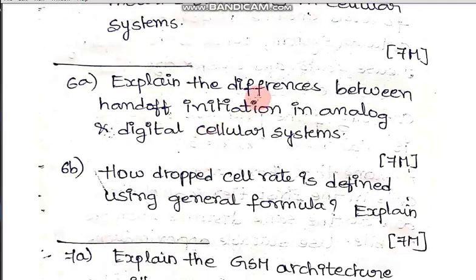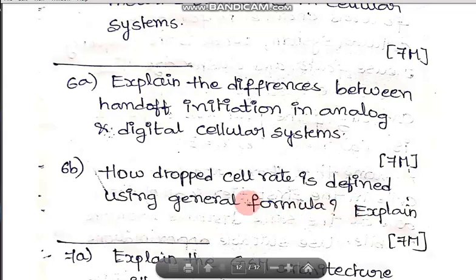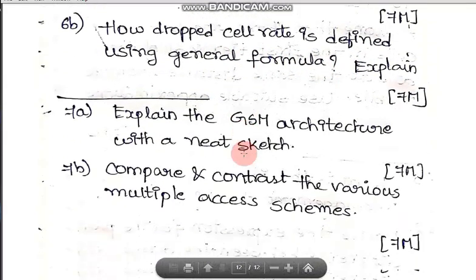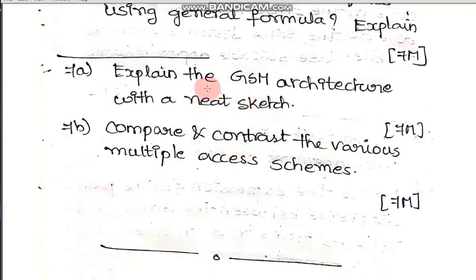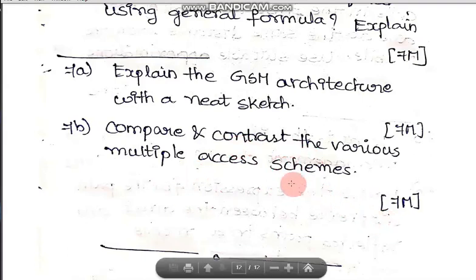And the fifth chapter questions are: explain the differences between handoff initiation in analog and digital cellular systems, and how drop call rate is defined using the general formula. Explain, both of 7 marks each. And last but not the least, from the 6th chapter: explain the GSM architecture with a neat sketch, and compare and contrast the various multiple access schemes for 7 marks.